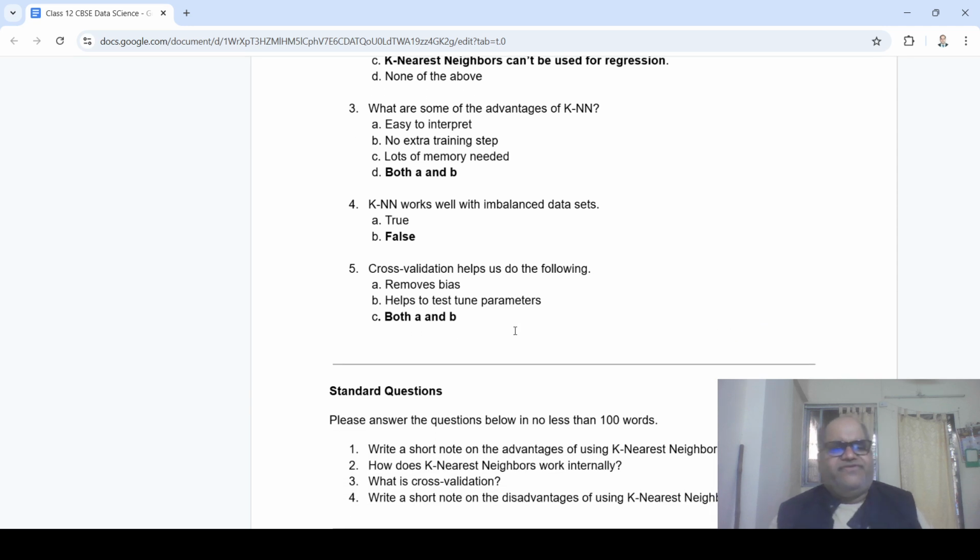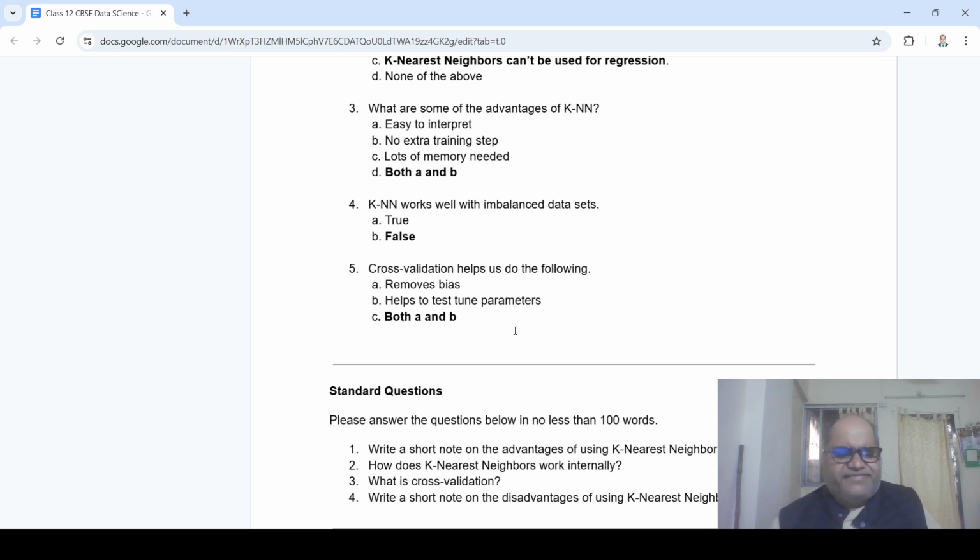What are some of the advantages of KNN? Easy to interpret, no extra training step, lots of memory needed. Lots of memory needed is a disadvantage, right? So the advantages will be A and B. KNN works well with imbalanced data set, no. We tried emphasizing it. Cross-validation does what? Not remove, it should be reduce bias and help to tune parameters, yes.